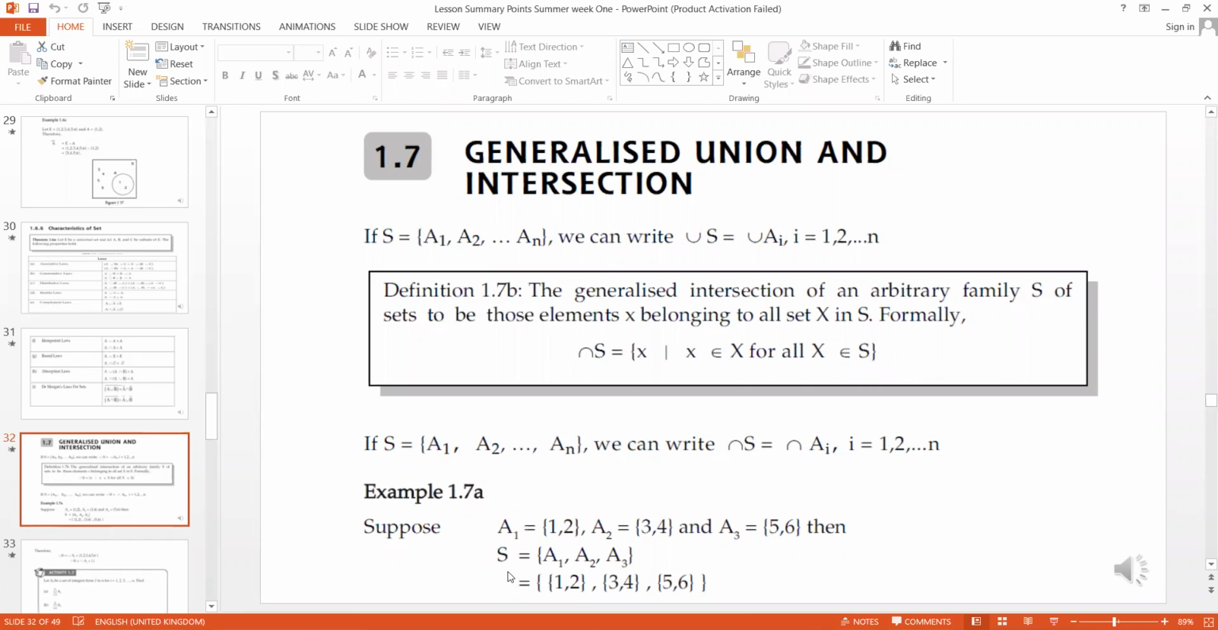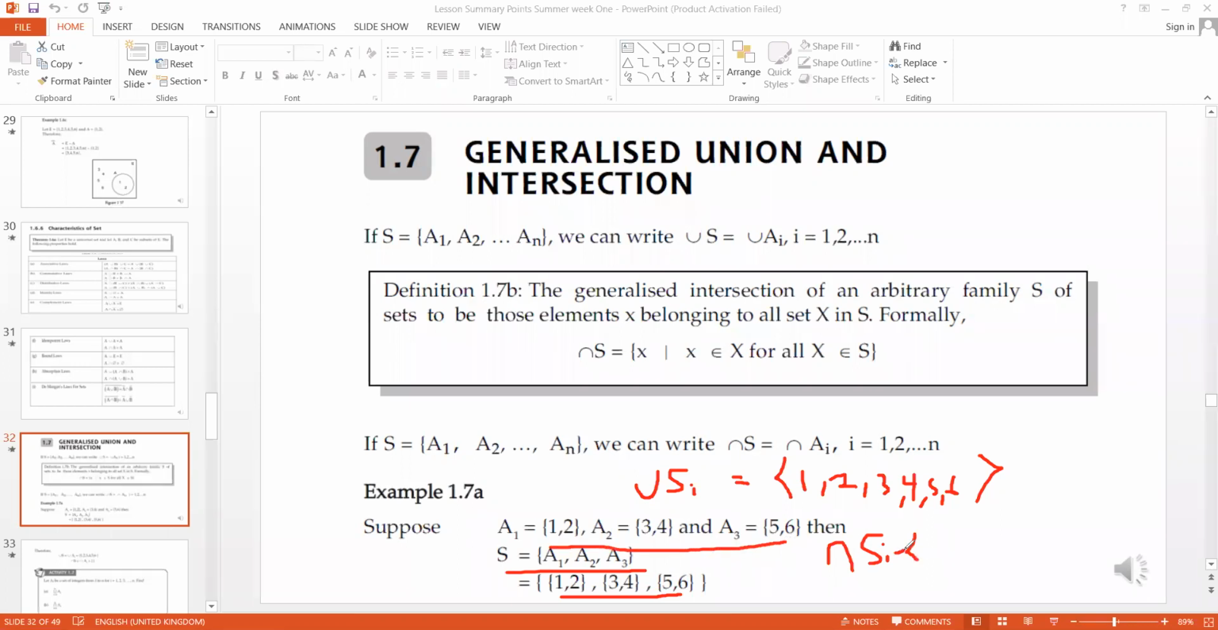So given the sets, let's say the set A1, 1, 2, 3, 4, and 5, 6. And then we want the generalized union, which is usually written as union of Ai. That is just, you put the sets together like you can see here. So we have 1, 2, 3, 4, 5, and 6. So the generalized union of these sets will be 1, 2, 3, 4, 5, and 6. Whilst our generalized intersection, because there is no common element among these sets, is going to be an empty set.